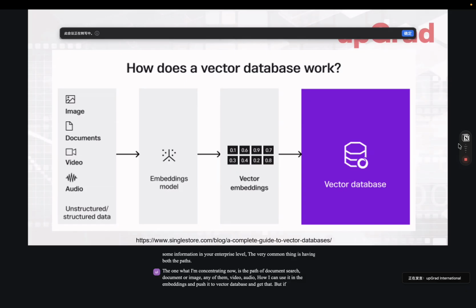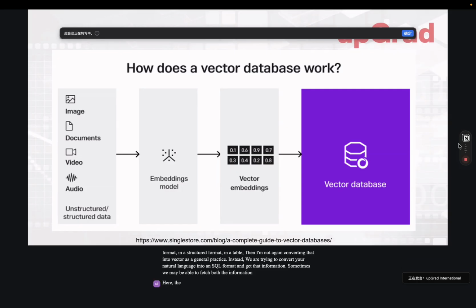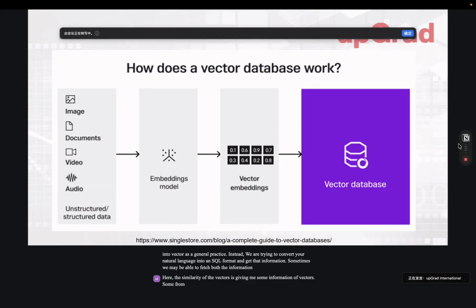But if you already have some information in a table format, not in this unstructured format but in a structured format, then as a general practice I'm not converting that into vectors. Instead, we convert your natural language into SQL and get that information. Sometimes we may fetch both: the similarity of the vectors gives me some information, and text to SQL gives me some information. Maybe I need to send both of them to the LLM for the final answer. So that's the practical scenario.